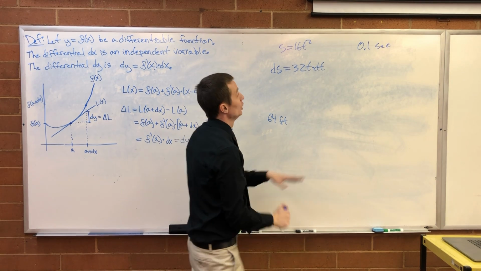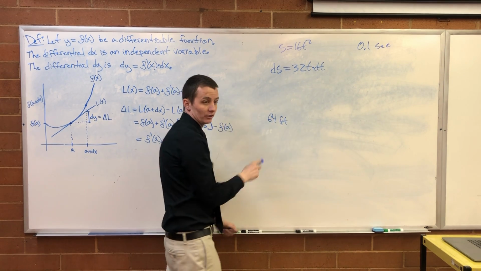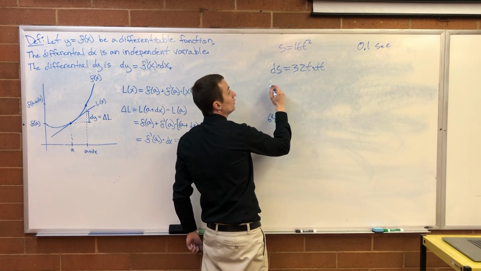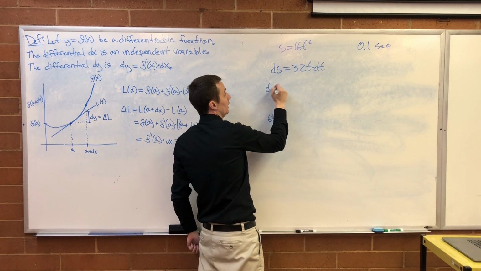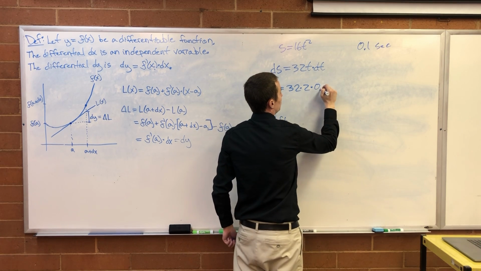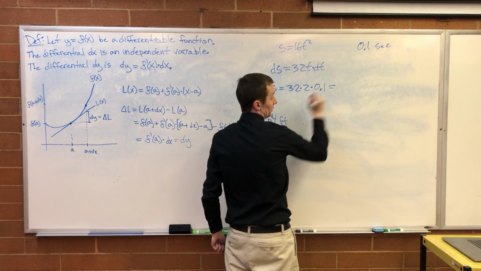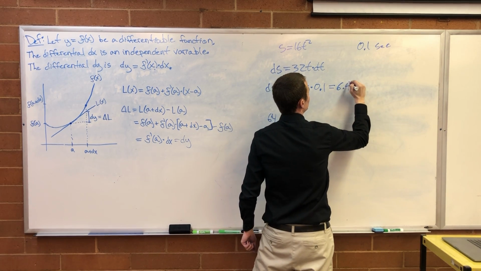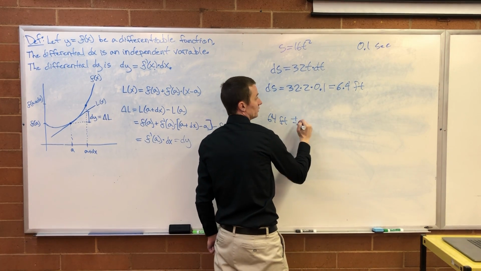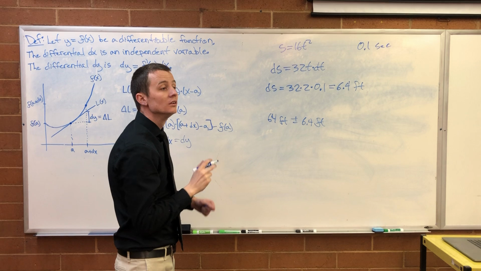No, that was in the time. What's our margin of error in the depth? That's what we're trying to find. So if t is equal to 2, then our change in dS would be equal to 32 times 2 times 0.1, 64 times 0.1, which is equal to 6.4 feet. So it's 64 feet plus or minus 6.4 feet. That's how well we know the depth of the well.